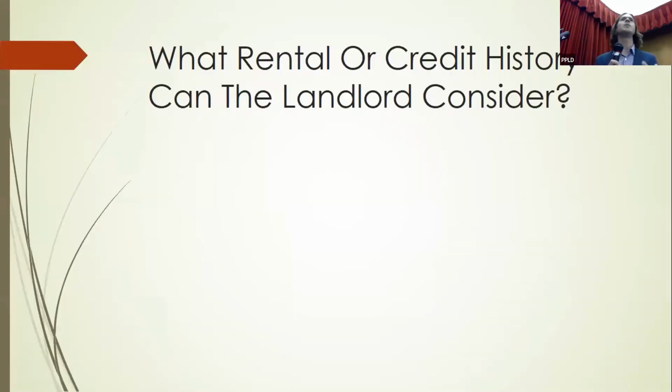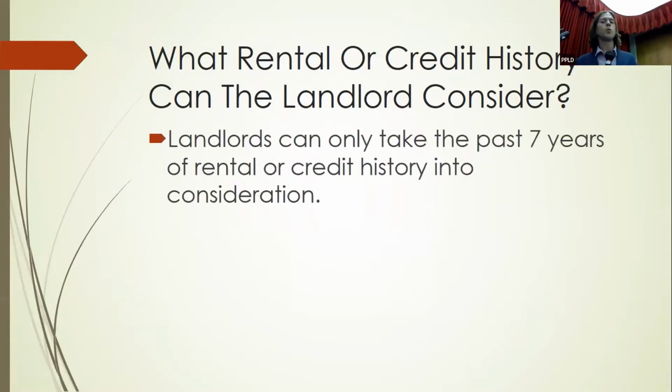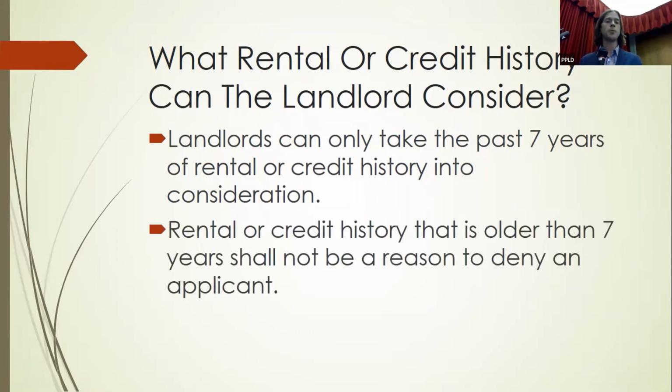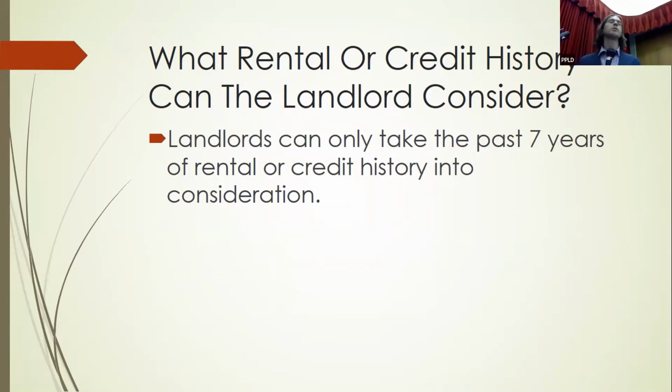So what can be used as a basis to deny a residence? For rental or credit history, landlords are only permitted to take the last 7 years of rental or credit history into account when processing an application. So if you get a denial that says, well, in 2011, you filed for bankruptcy and that's why we deny your application, that's outside of that 7-year period. So that's not a basis to deny someone's application.